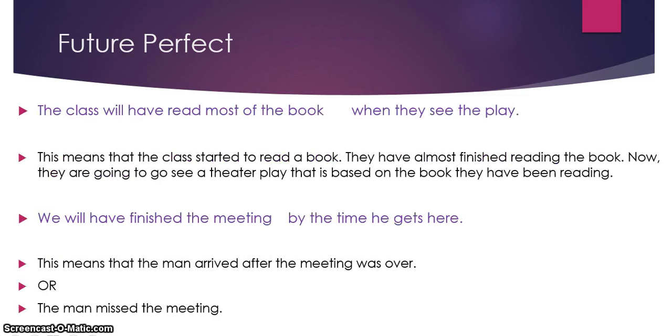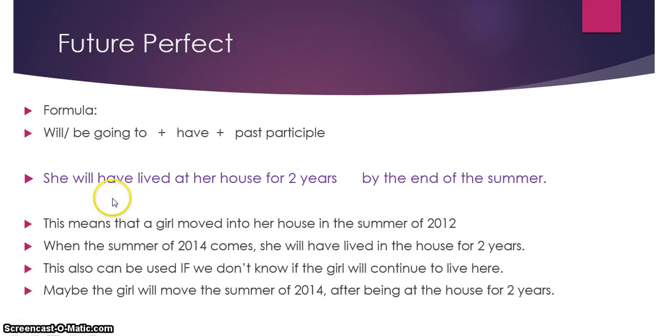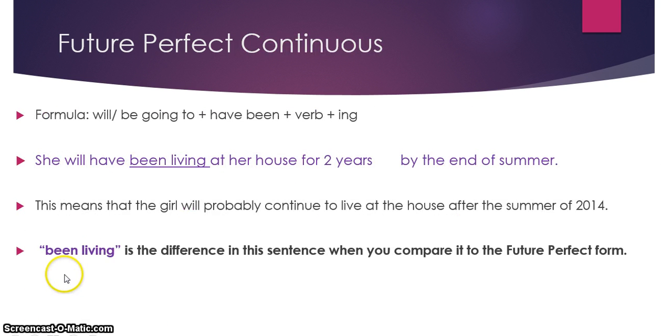Now if we go back here, remember, she will have lived at her house for 2 years by the end of the summer. Future perfect is when we don't know if someone is going to continue to do something. But with a future perfect continuous, the person probably will continue to do something in the future.